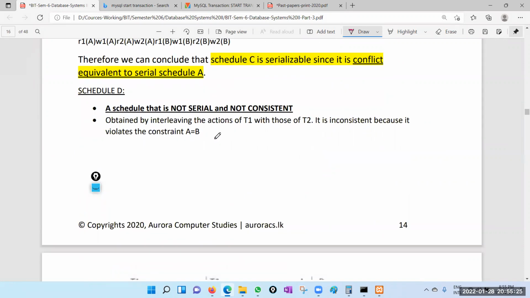Then you understand how to build the precedence graph and check. So if there are no cycles it is conflict serializable, okay. If there are cycles it is not conflict serializable.